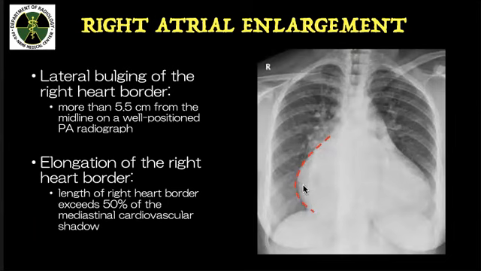Okay, there is bulging in here, more than 5.5 centimeters from the midline on a well-positioned PA radiograph, and elongation of the right heart border. The length of the right heart border exceeds 50% of the vertical cardiovascular shadow. So this is how your right atrial enlargement looks like.